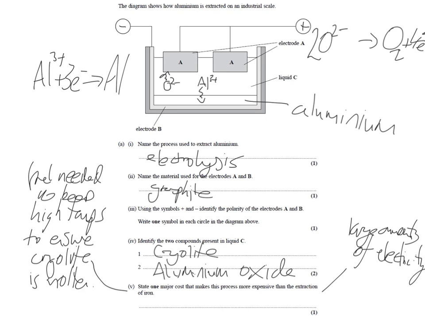If a question asks you why cryolite is needed, please don't say it lowers the melting point of aluminium oxide. It doesn't. It is a solvent, effectively. The melting point of aluminium is still incredibly high. It doesn't lower the melting point, it just provides a solvent for the aluminium oxide to dissolve in.